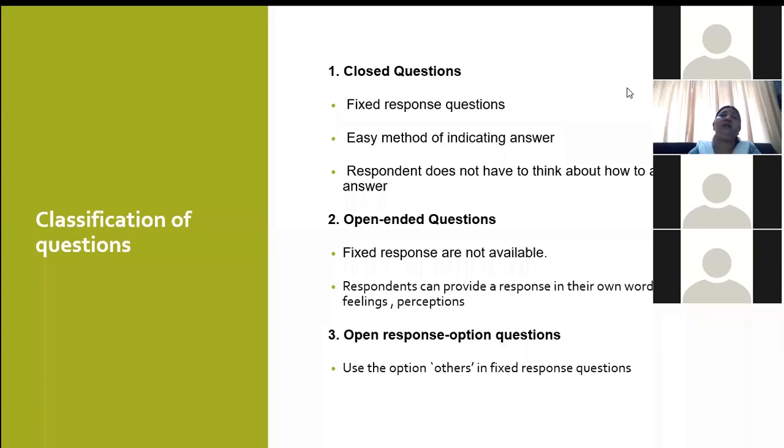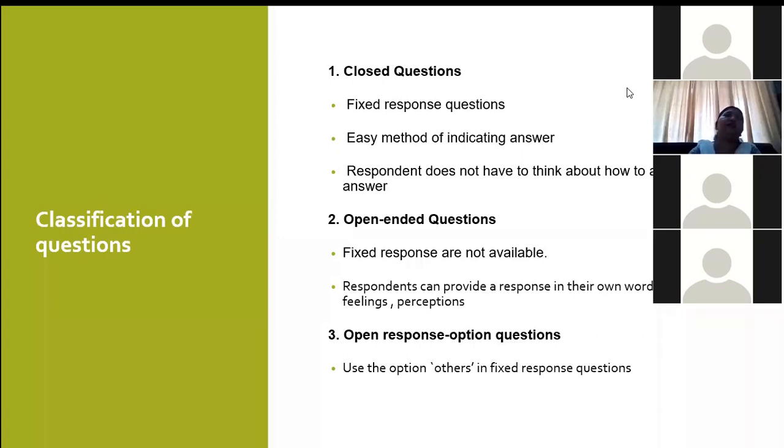This is very easy as far as the respondent is concerned, because all options are given to each question. In the case of closed questions, responses to that particular question will also be given by the investigator or the researcher. So it is very easy for the respondent to indicate the answer, because all options are there. He has to select his option. So the respondent does not have to think about how to articulate his answer.